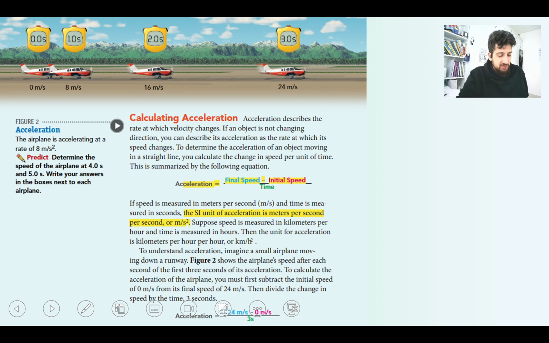Anyway, moving on. So we have a prediction to make, but before that, let me just read through this. Calculating acceleration. Acceleration describes the rate at which velocity changes. Knowing that, if an object is not changing direction, you can describe its acceleration as the rate at which its speed changes.